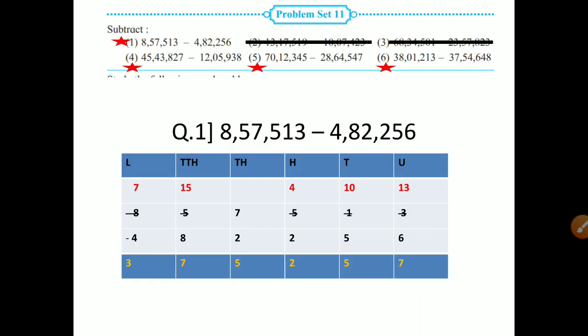Now problem set number 11. In this problem set we will solve only 4 questions. Question number 1, question number 4, question number 5 and question number 6. Question number 2 and 3 we will cancel. Now see question number 1. 8,57,513 minus 4,82,256. We'll make this table. Unit, tens, hundred, thousand, 10,000, lakh. Start writing numbers from unit place.